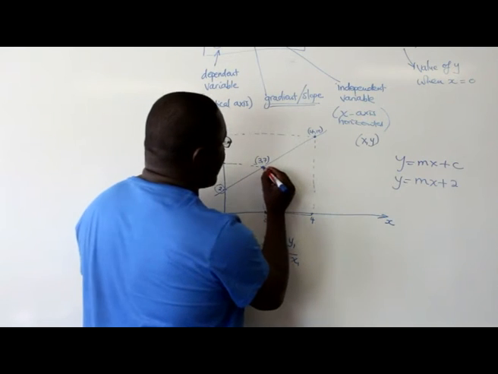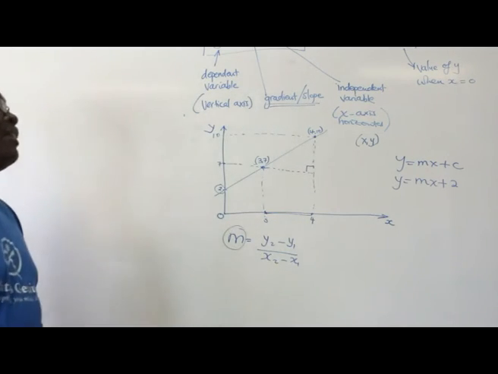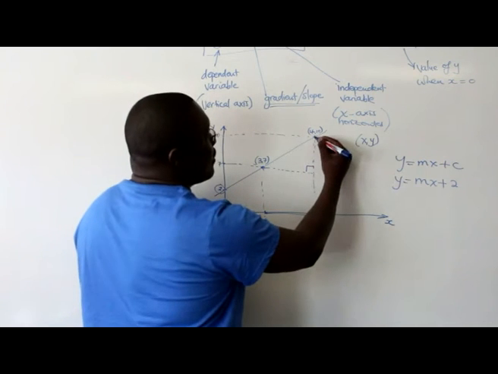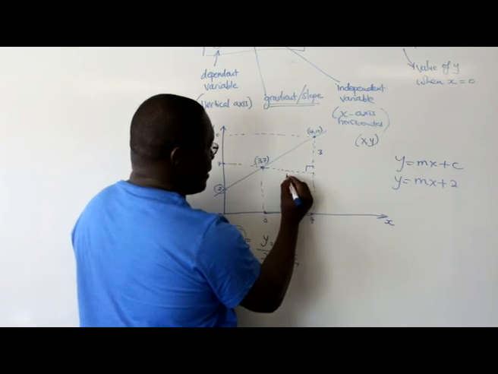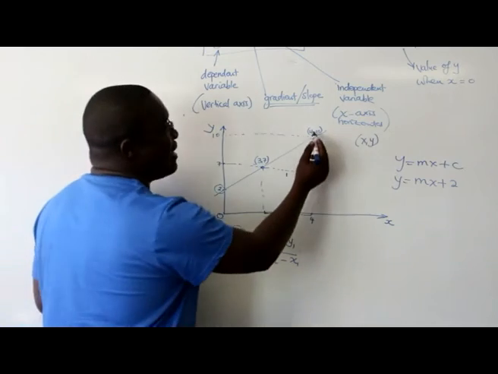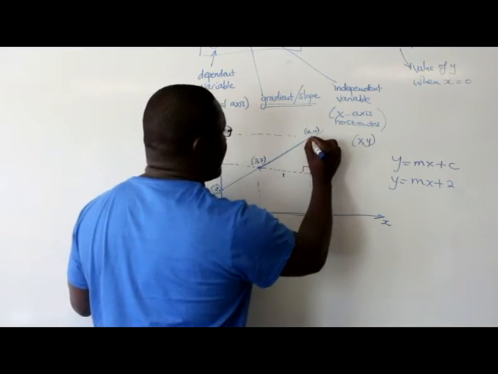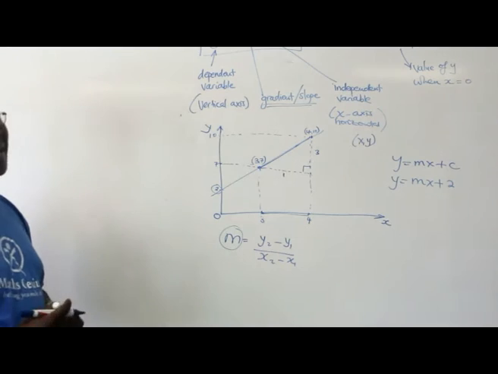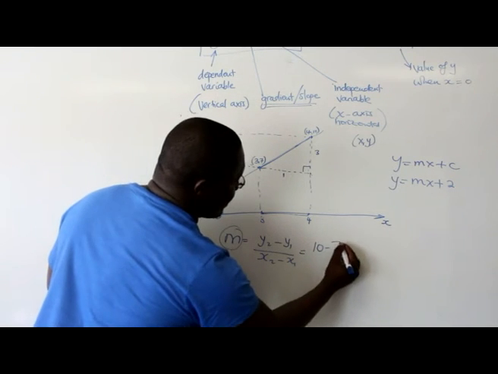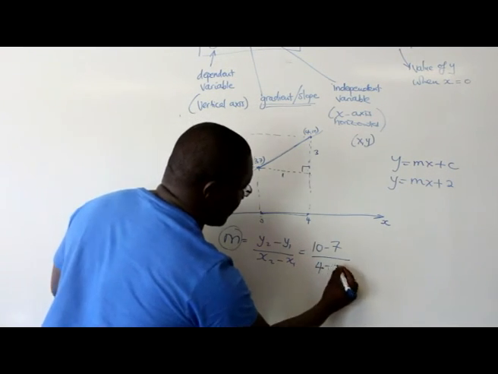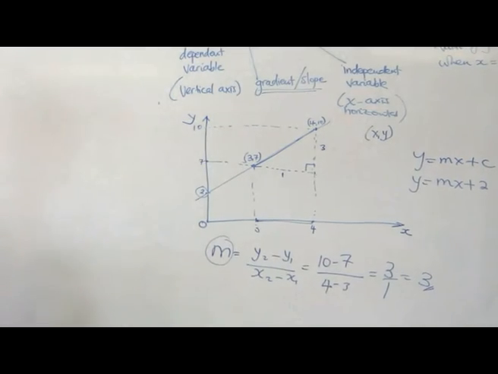In other words, we can draw an imaginary right angle triangle and say that this distance from here to there is 10 minus 7, which is 3. Then this distance from here to there is 1. And because it's a right angle triangle, we can use Pythagoras theorem to calculate this distance, but it's not necessary in this case. What we want is 10 minus 7 over 4 minus 3, which is 3 over 1. And that's 3. So your gradient in this case would be 3.